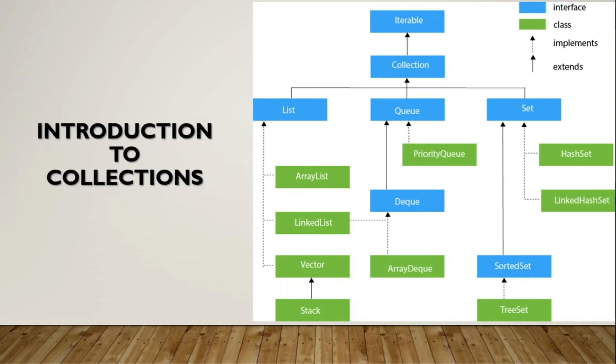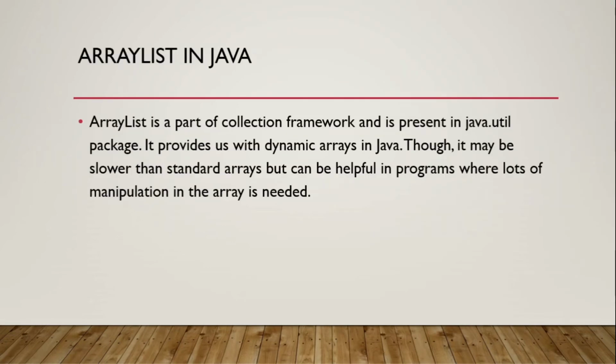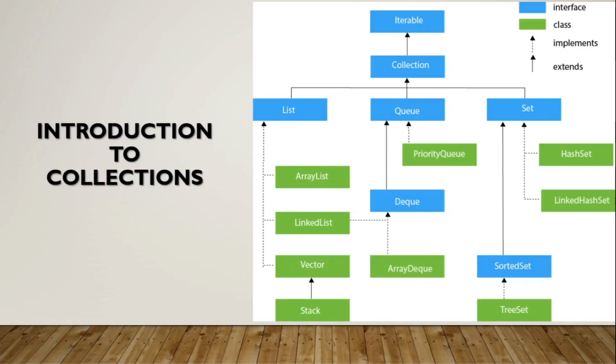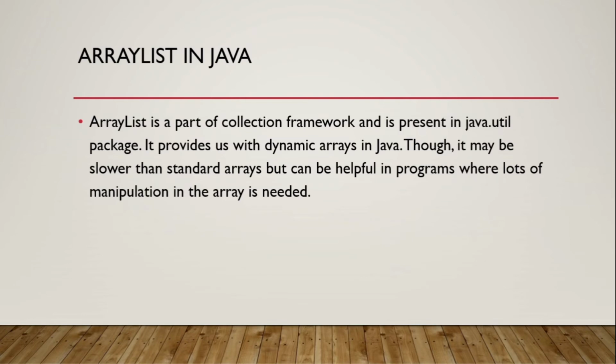So I'm not going to go through all of this because it's a totally different story, but there is one thing that I'm going to mention here, which is the array list. Just to have an idea, what is an array list? Array list, as you can see, is a part of the collection framework, and the collection framework is basically that graph that you see here. It's in java.util, so if you want to use it, you have to import the java.util package. It provides us with dynamic arrays in Java.